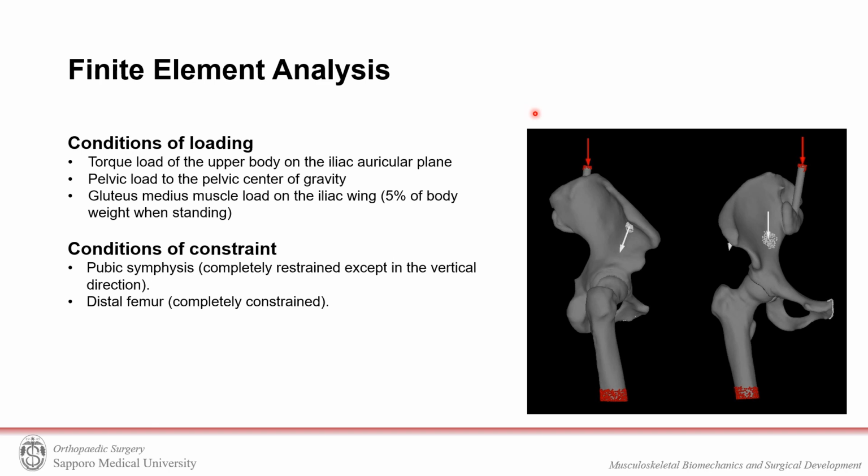Conditions of loading. Torque load of the upper body on the iliac auricular plane. Pelvic load to the pelvic center of gravity. Gluteus medius muscle load on the iliac wing, 5% of body weight when standing. Conditions of constraint. Pelvic symphysis completely restrained except in the vertical direction. Distal femur completely constrained.